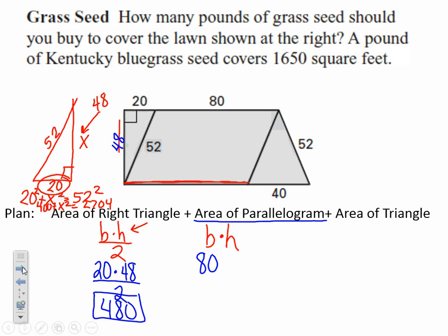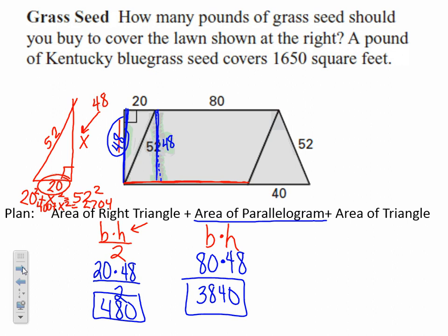How tall is my parallelogram? That would be a measurement straight up and down. How tall would that parallelogram have to be? Hopefully you see that that parallelogram would also have to be 48 tall, just like my triangle out here. That's this measurement, and that would be the same if I measured on the inside right here. So 48 is how tall that parallelogram is as well. So we would take 80 times 48, base times height, and that gives me a parallelogram measurement of 3,840 square feet, just for the parallelogram.